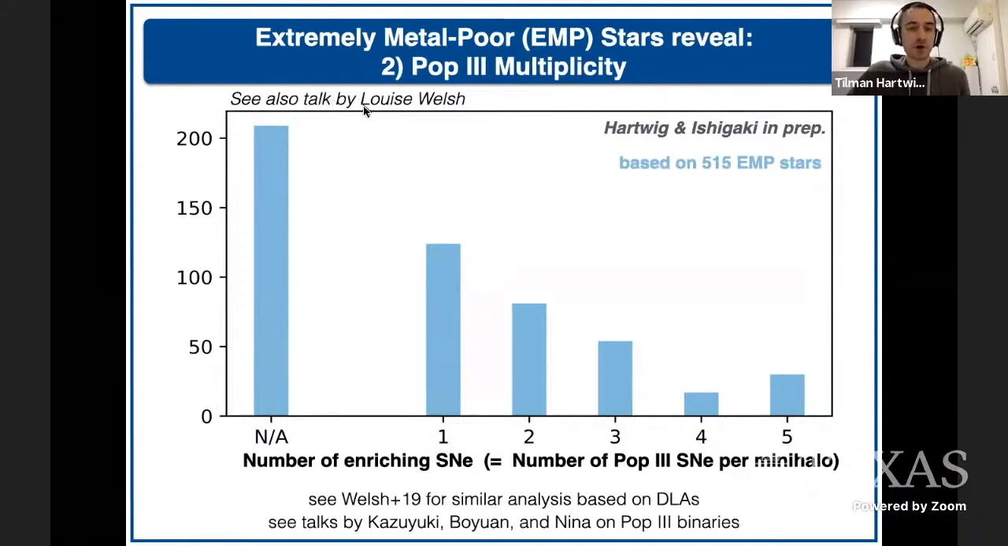So, another thing that metal-poor stars can tell us is about the POP3 multiplicity. And there will be also a talk by Louise later, and she also had a paper on exactly this just yesterday, so you should all check it out. However, the figure here is from myself and Miho Ishigaki.